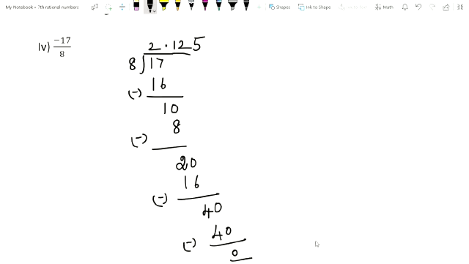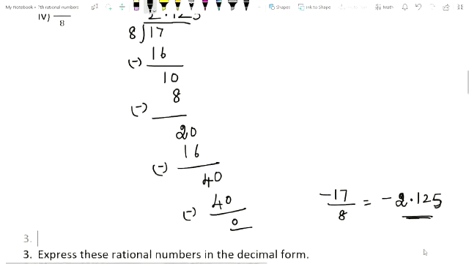So when we divide minus 17 by 8, what are we getting, children? Minus 2.125. Okay. So minus 2.125. Do you understand, children? Shall I move on to the next one?